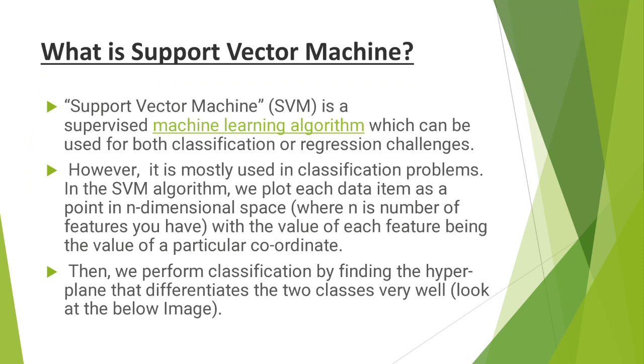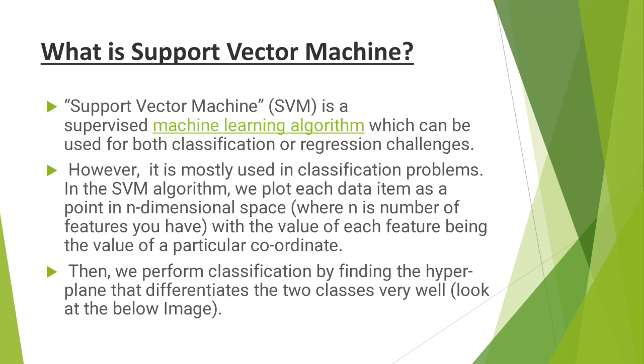What is meant by a support vector machine? Support vector machine or SVM is a supervised machine learning algorithm which can be used for both classification and regression challenges. However, it is mostly used in classification problems. In the SVM algorithm, we plot each data item as a point in n-dimensional space, where n is the number of features you have, with the value of each feature being the value of a particular coordinate. Then we perform classification by finding the hyperplane that differentiates the two classes very well.